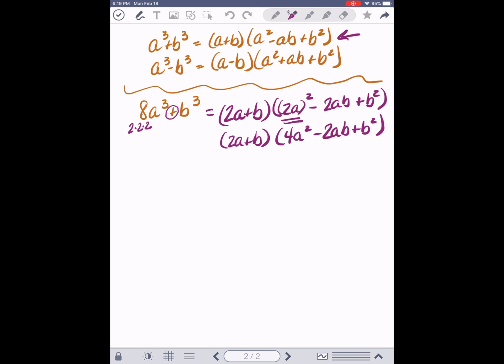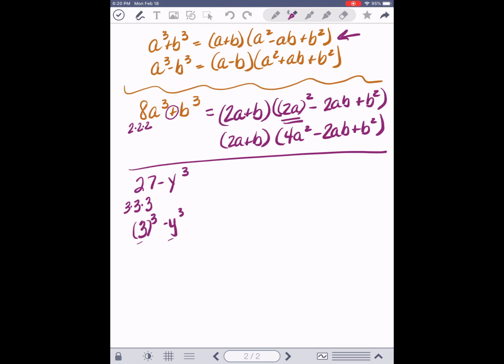Well, let's take a look at another example. 27 minus y cubed. Is 27 a cube? If we take 3 times 3, that's 9, times 3 is 27. So yes, that's 3 cubed. And then we have y cubed, which is y times y times y. So we have 3 cubed minus y cubed. That helps us sometimes if we write it in this order for us to see.